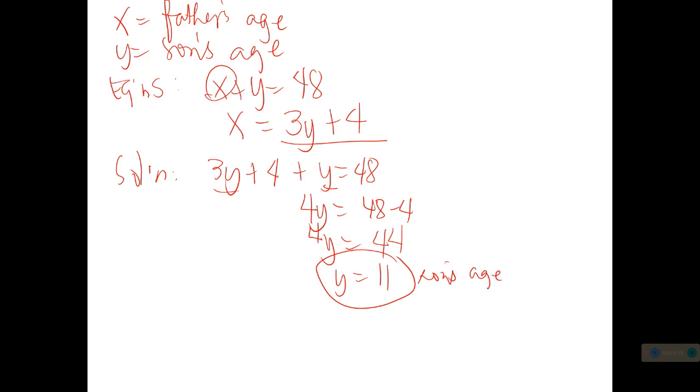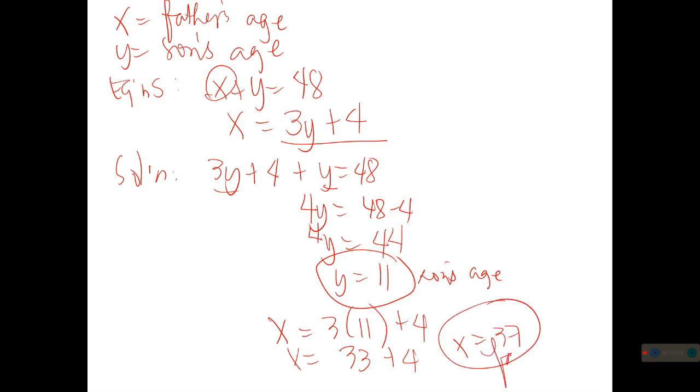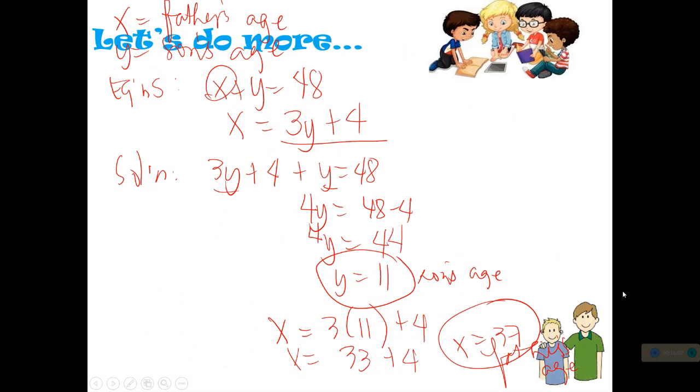And for us to find the father's age, let us use the second equation. So, you will have x equals 3 times 11, the value of y, plus 4. We have here 3 times 11 is 33, plus 4. So, we have here x equals 37. So, this will be the father's age. Okay. So, any question? If you don't have, okay.